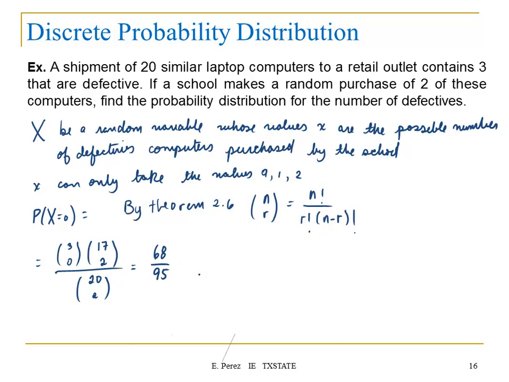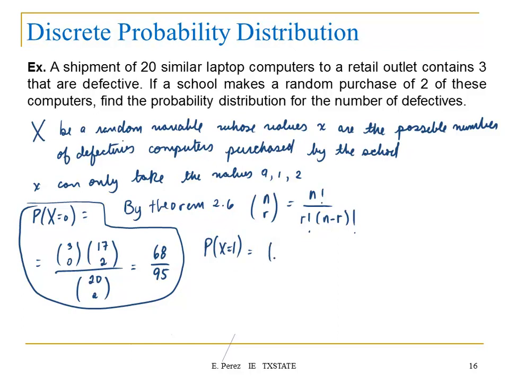Now for x equals 1, so that was for x equals 0. The probability of x equals 1 will be equal to: from the 3 you select 1 that is defective, and from the 17 you select 1 that is not defective, over 20 choose 2. And that will be equal to 51 over 190.